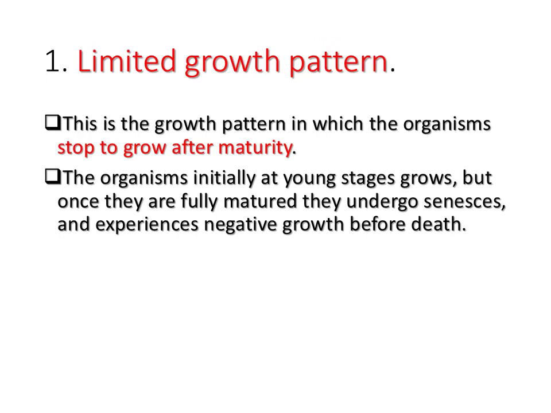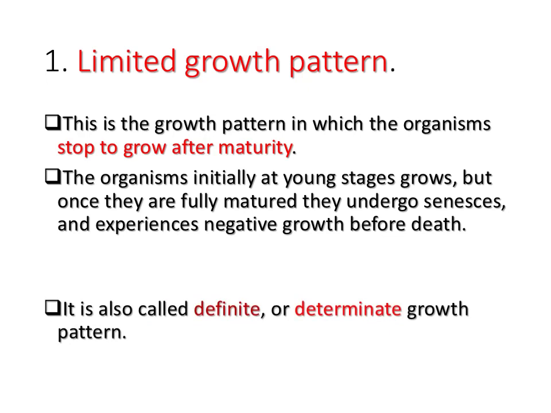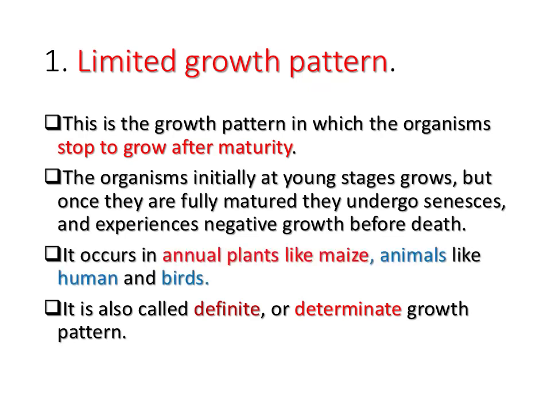Limited growth pattern. This is the growth pattern in which the organisms stop growing after maturity. The organisms initially at a young stage grow, but once they are fully matured, they undergo senescence and experience a negative growth before death. It's also called a definite or determinate growth pattern, and it occurs in annual plants like maize and animals like humans and birds.